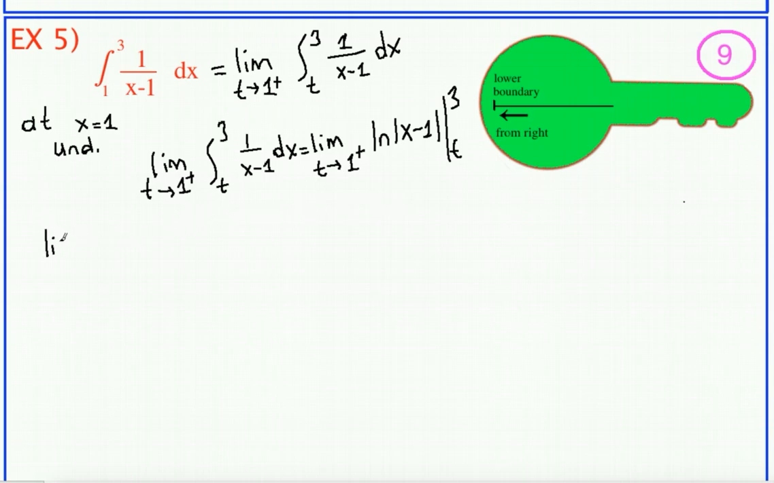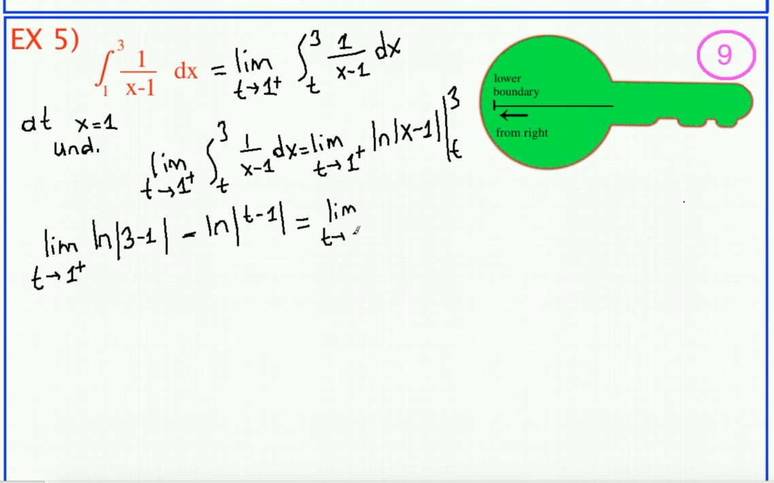So limit as t is approaching 1 from the right, ln of, instead of x, we're going to use 3, which is our upper boundary, 3 minus 1, minus ln of t minus 1. Okay, so let's clean this up. So limit as t is approaching 1 from the right, 3 minus 1 is ln of 2, absolute value, minus ln of t minus 1.